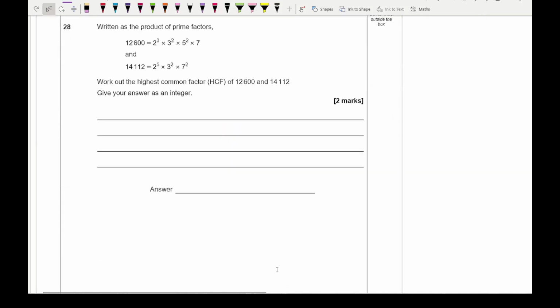Moving on to our last question, it says written as a product of their primes, we've got 12,600 and 14,112, and the question is asking us to work out the highest common factor of these two numbers. Give your answer as an integer.